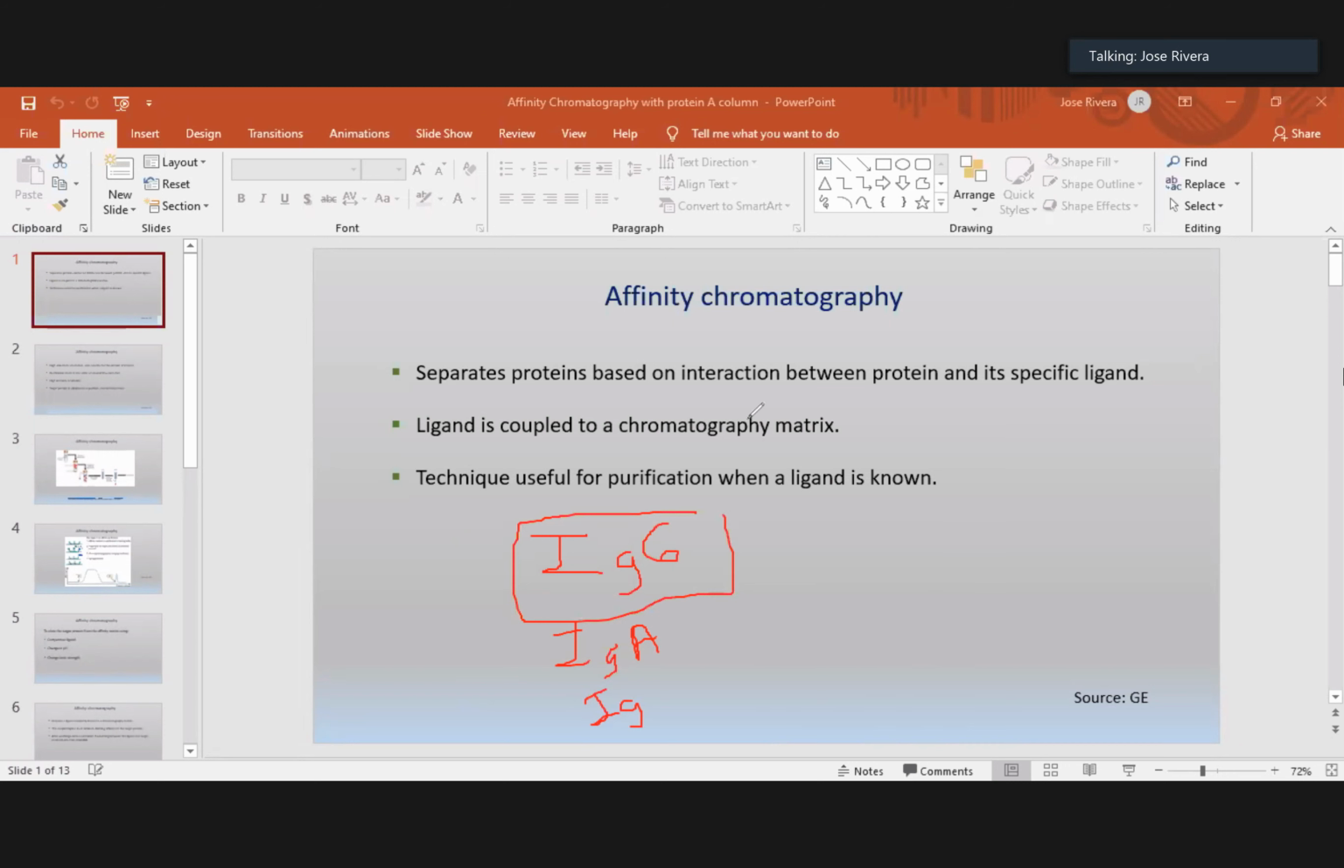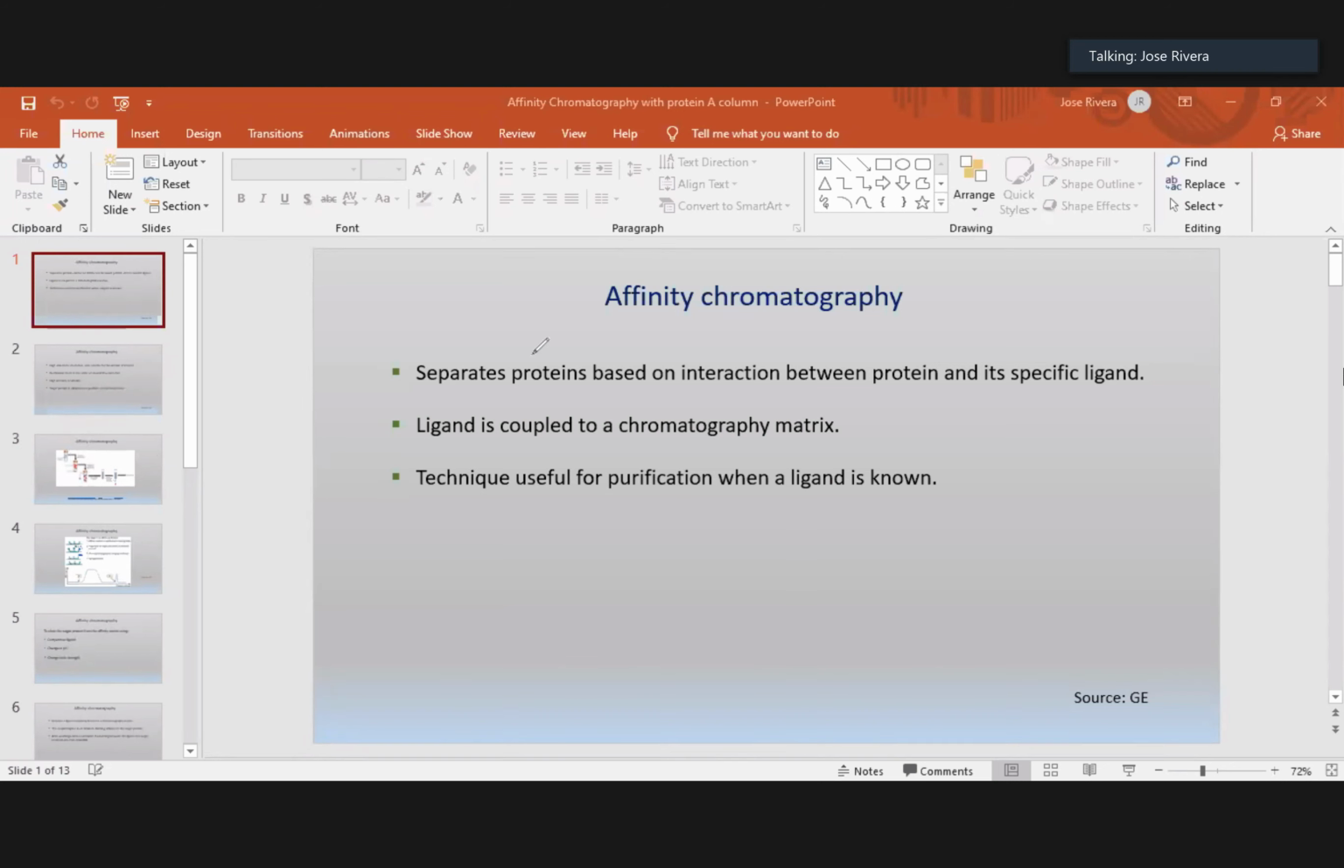In order to purify that one specifically, you have to find a ligand that binds only to that one and not to the other ones. It ignores the others, it has no affinity for them. This is why it's called affinity, because the ligand has affinity to only one compound. It can have different affinity levels, but it has one very strong affinity.